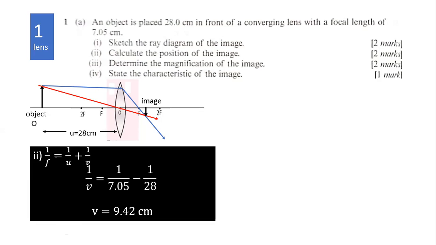Okay, how to find the magnification? Yep. To calculate the magnification, part 3. Oh, V over U. So what's the answer? 9.42 divided by 7.05.